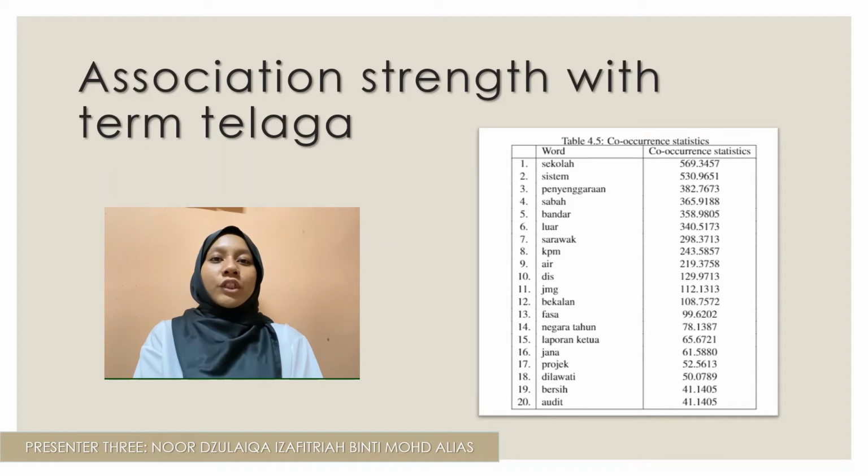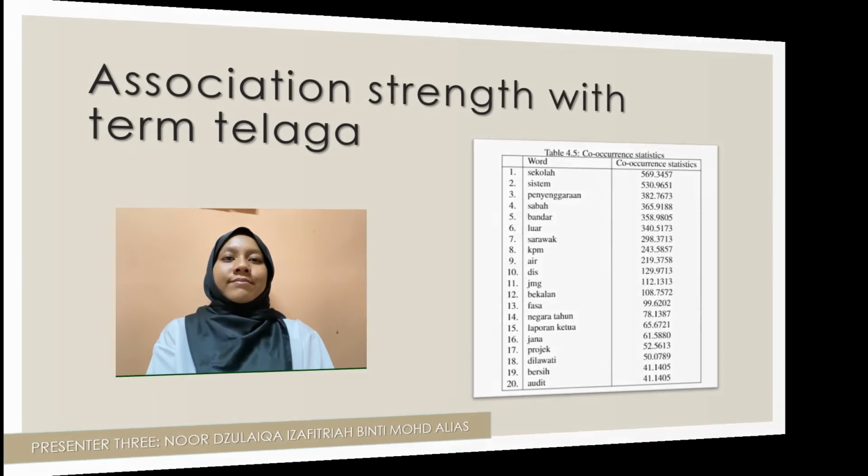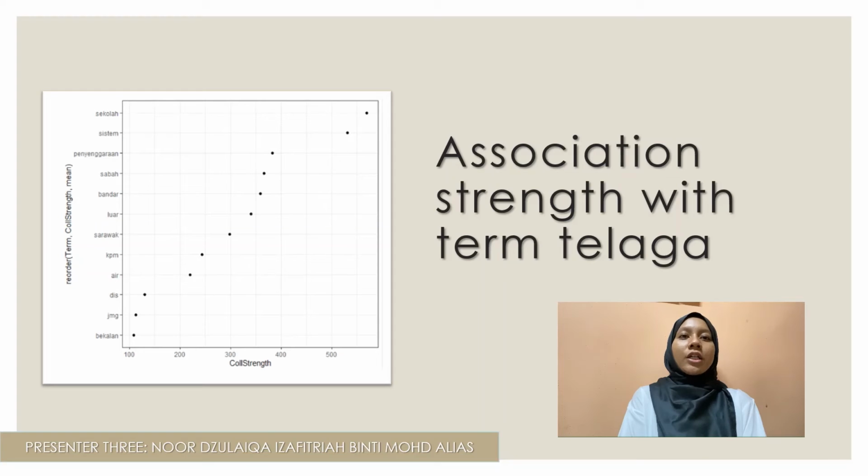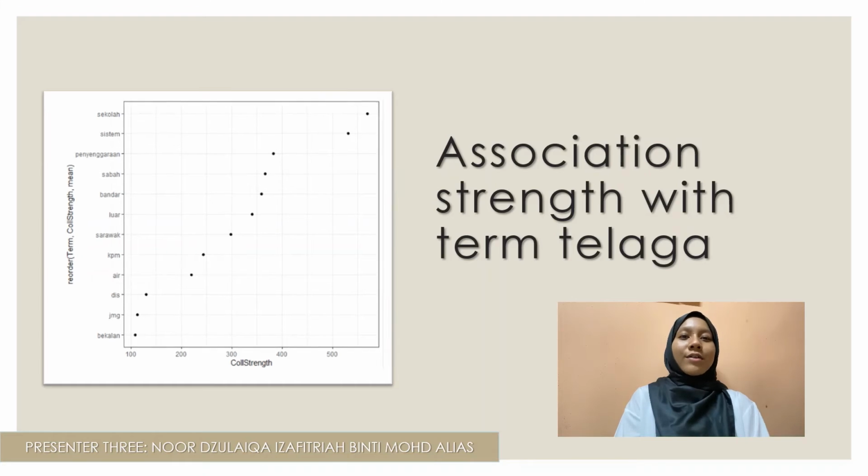Table 4.5 shows the output of the co-occurrence statistic for the term Telaga. It is found that sekolah has the highest co-occurrence with Telaga, followed by sistem and penyelenggaraan. The chart shows the association strength of each word relating to Telaga. The dot chart shows that the word sekolah collocates stronger with Telaga compared to any other term. This is because the word Telaga is mentioned regarding the project for schools in rural areas of Sabah and Sarawak.